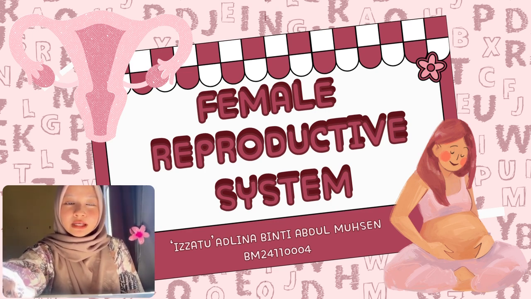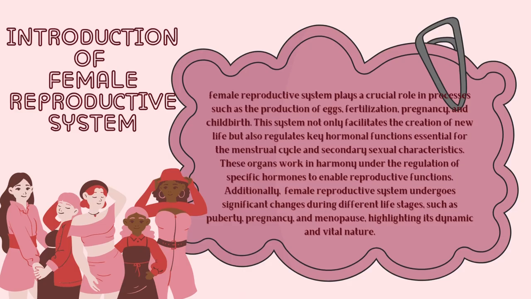My name is Izzatu'adlina and I will talk about the female reproductive system. So, for the introduction, the female reproductive system plays a crucial role in processes such as the production of eggs, fertilization, pregnancy, and childbirth. This system not only facilitates the creation of new life, but also regulates key hormonal functions essential for the menstrual cycle and secondary sexual characteristics.